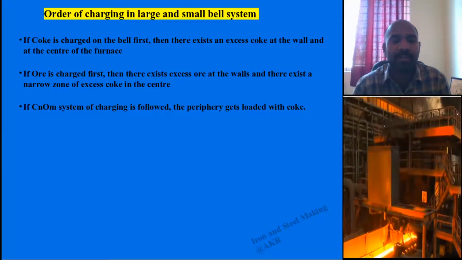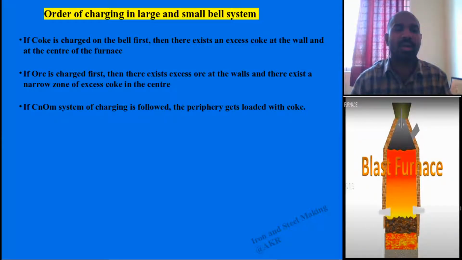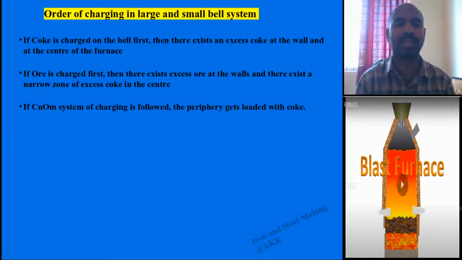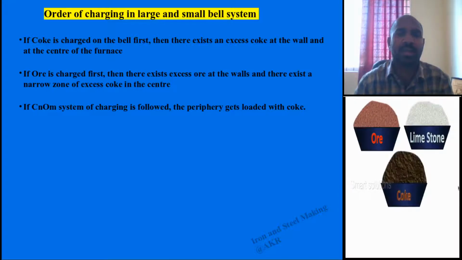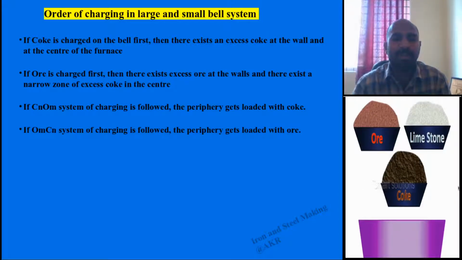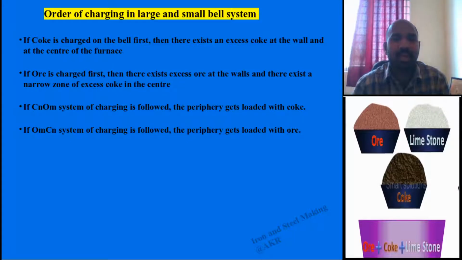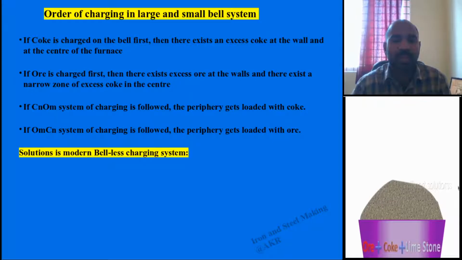And if you follow the system of charging CN, CC, OM, OO, even then the periphery is getting loaded with the coke. If this sequence is followed, if the OM and CN system is followed, the periphery is getting charged with excess ore. And what is the solution in that situation?